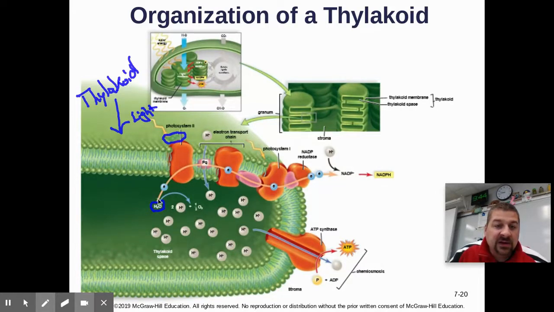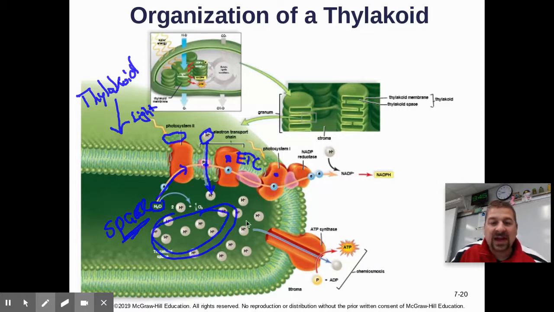Here's our electron being passed along these cytochrome molecules right here, and the plastoquinone. As the electron is shuttled along the electron transport chain, here's our hydrogen ion that's going to be pumped into the space in here. Now notice all the hydrogen ions in here. They don't like it in here.